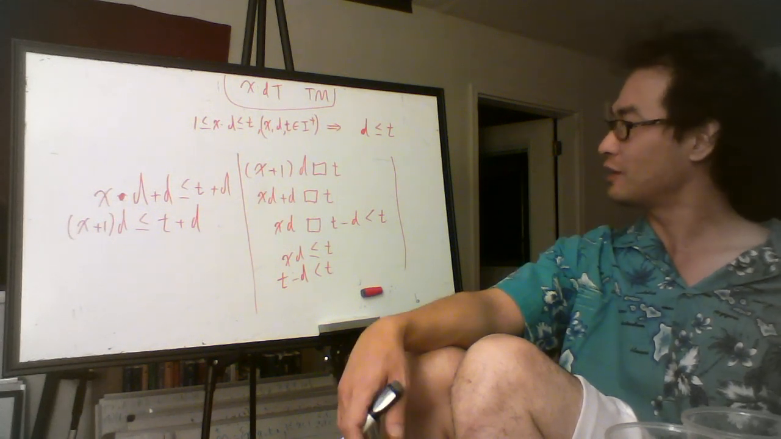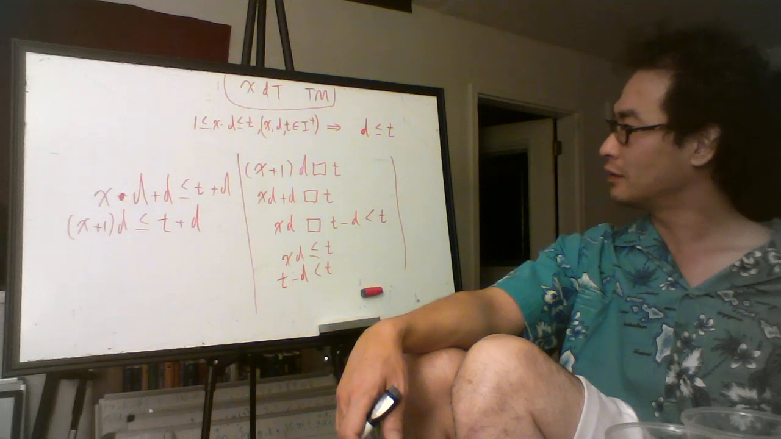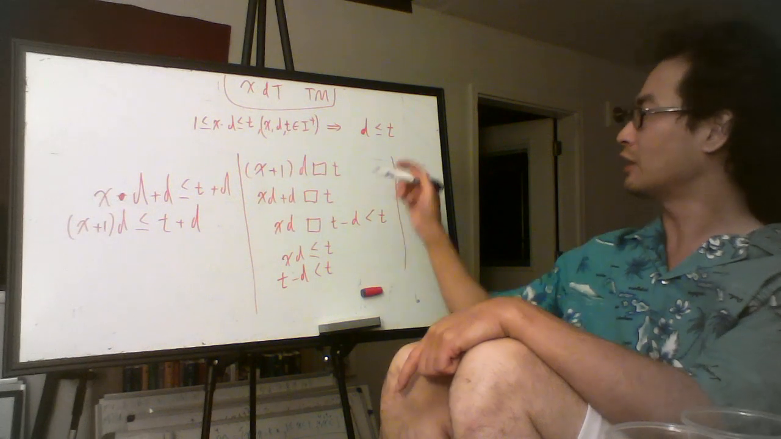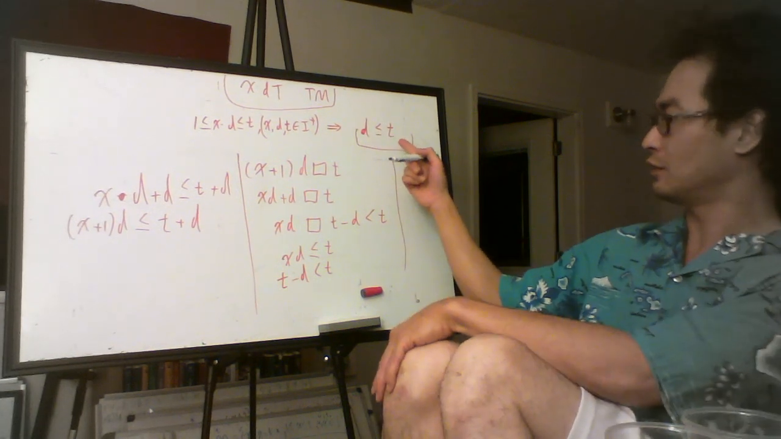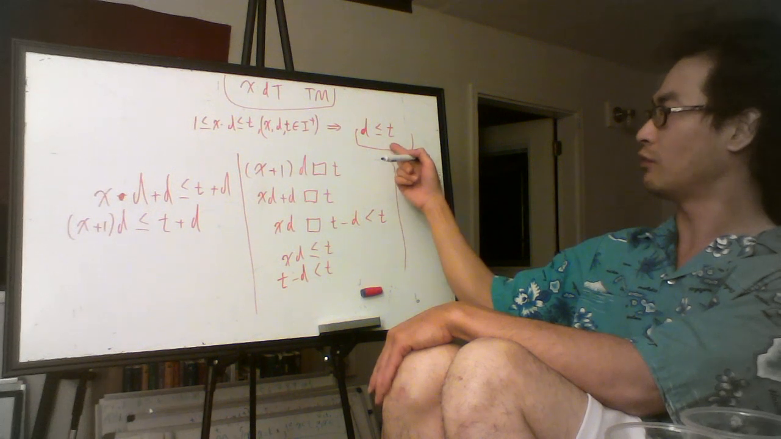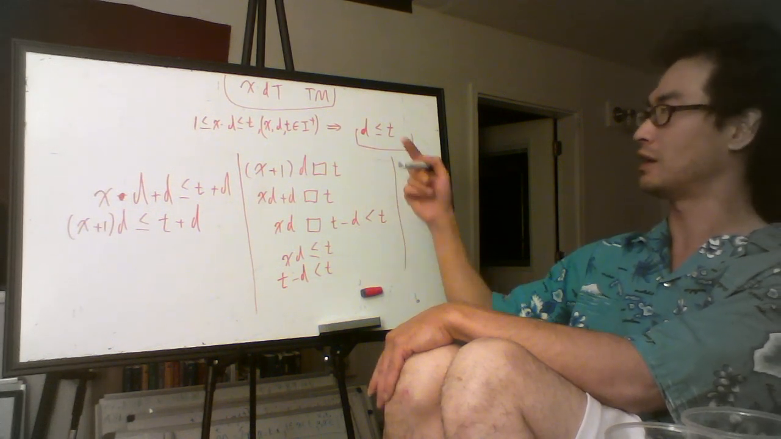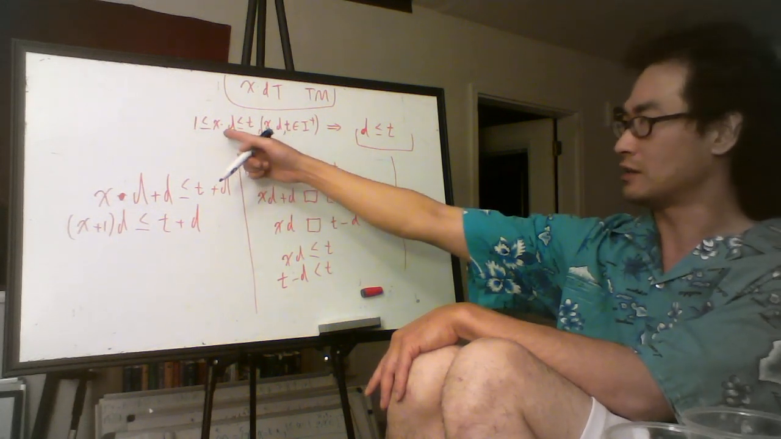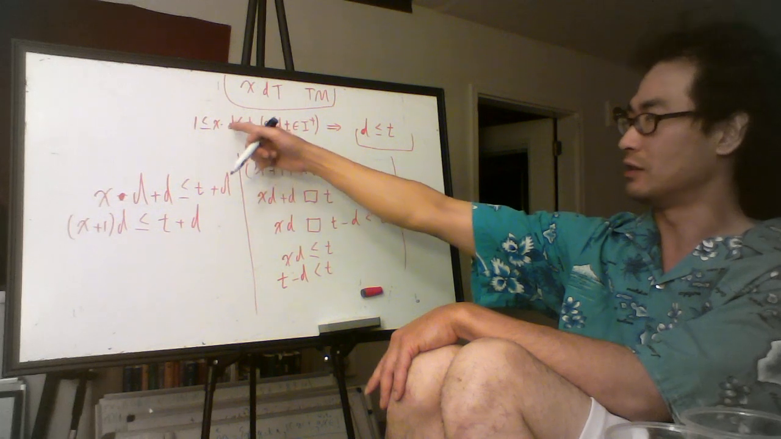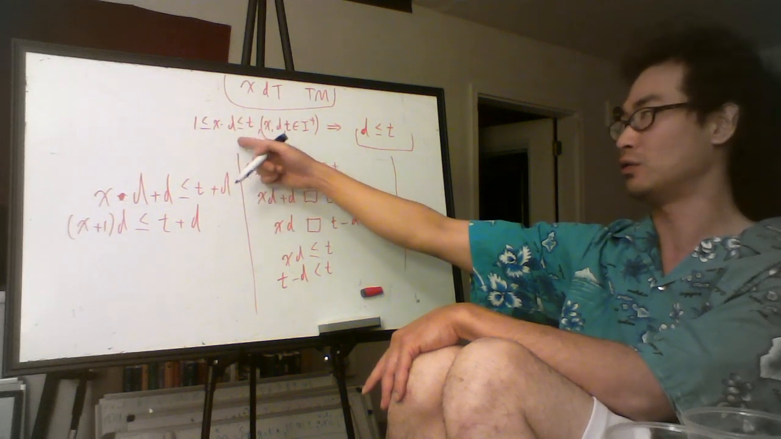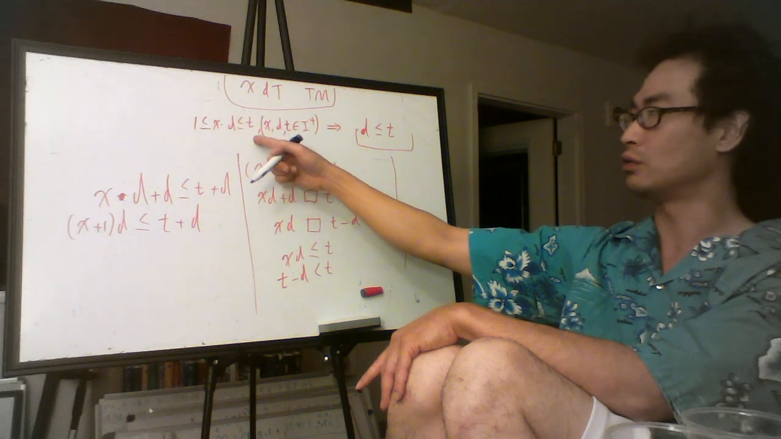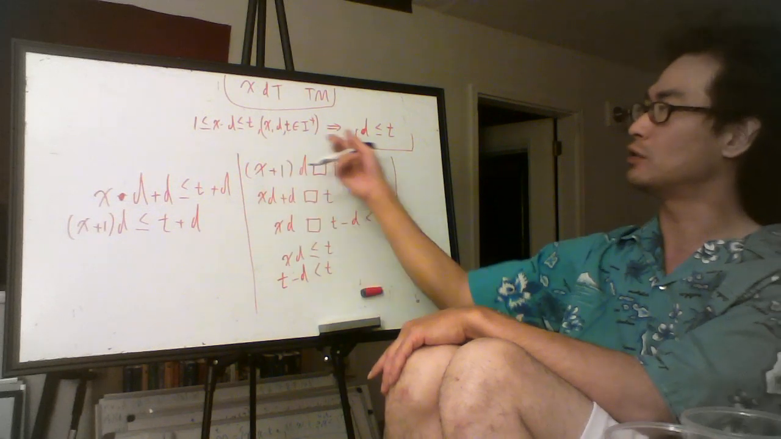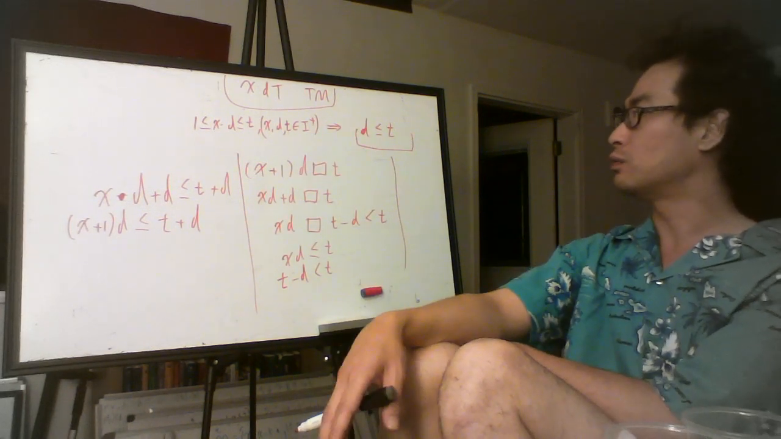But logically, I think it should be true though. I mean, the worst case scenario, right? We're trying to prove that D is less than or equal to T, that D is the small guy and T is the big guy. The worst case scenario, D is equal to T and X is 1, right? But as X increases, D has to decrease. So D should still be less than or equal to T. Well, it should be strictly less than T as X increases. So this has to be true. I just don't know how to prove that.